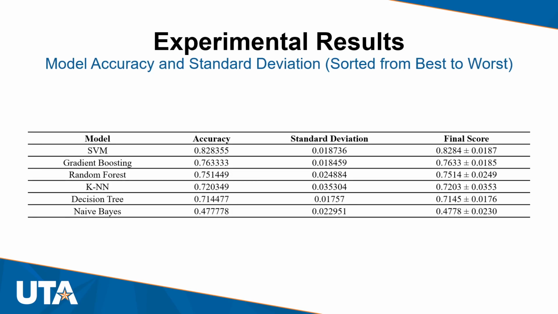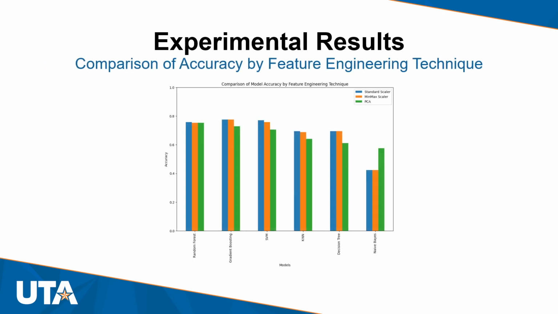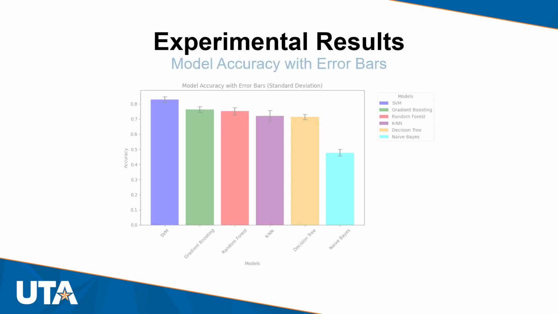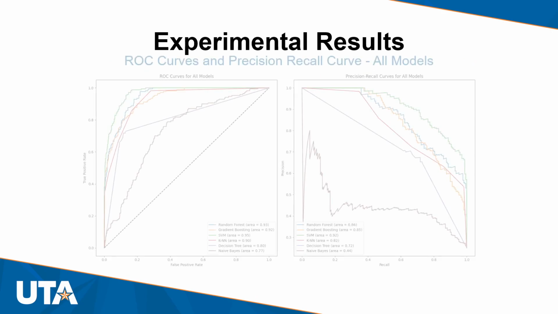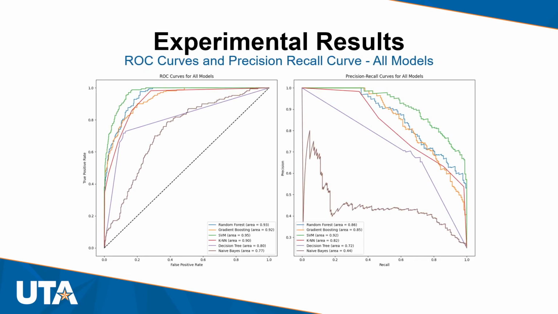Model accuracy with bar chart. Error bars. This chart visualizes model accuracies with error bars indicating standard deviations from cross-validation. The SVM maintained high accuracy consistency while other models showed greater variability. ROC curves and precision-recall. ROC and precision-recall curves further emphasize the SVM's superior discrimination between vehicle classes. The curves for gradient boosting and random forest also display strong predictive ability.